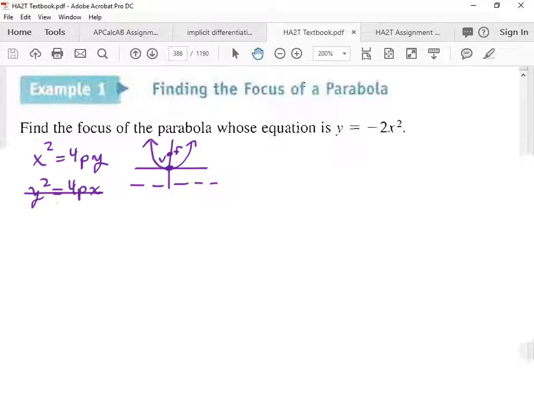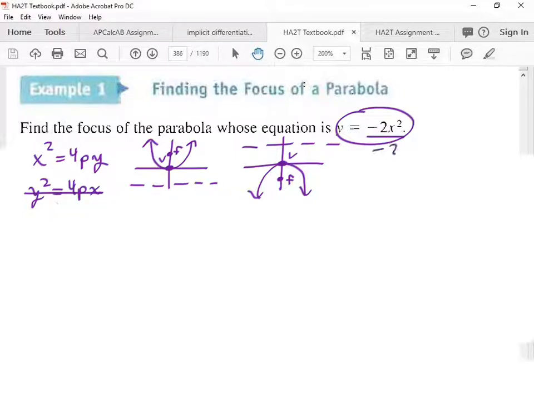So it could look like that, or a vertical one can go downwards. It will look like this. This would be my vertex, and my focus point would be down here, and now my directrix would be up there. Okay, so let's make this look like our formula. In order to do that, we've got to get the x squared alone. So if I get the x squared alone, I can identify the 4p.